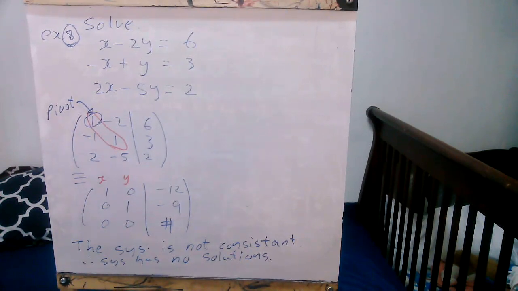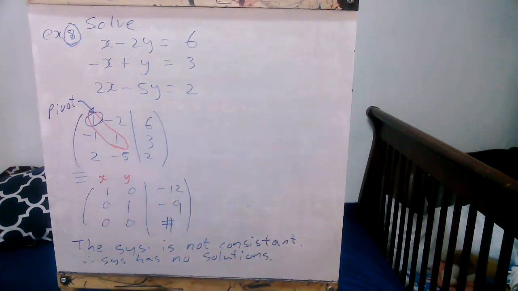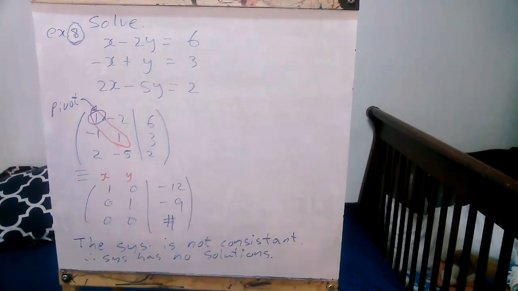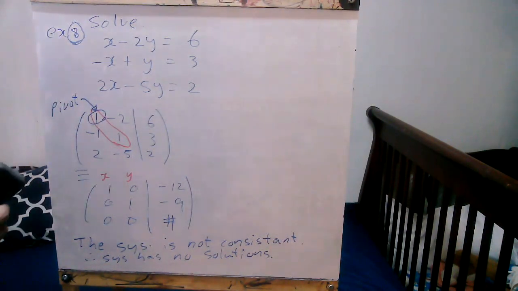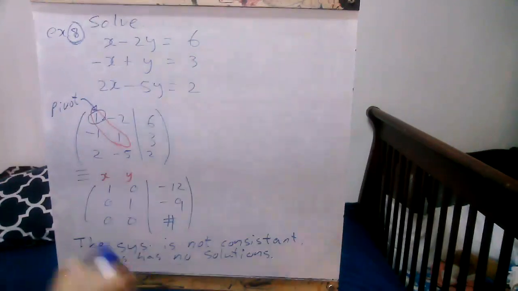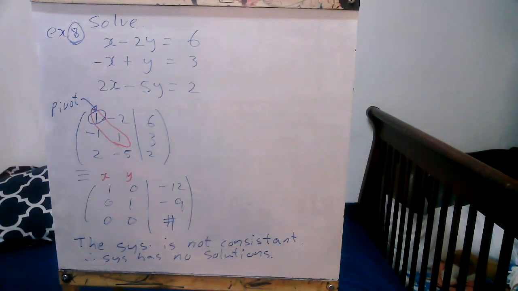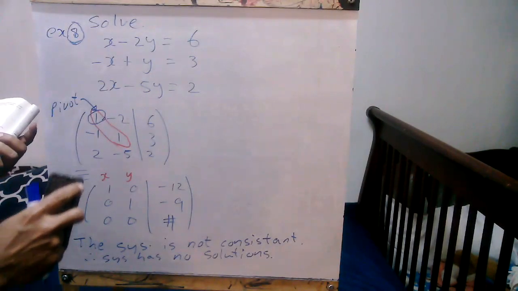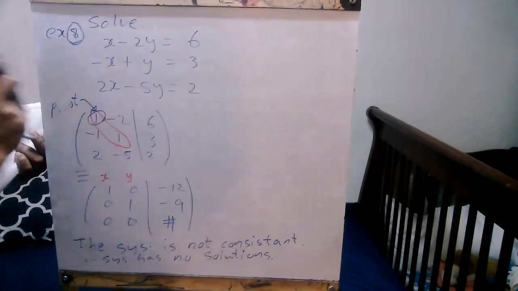Okay, let's see what else. Now, okay, that's all about Appendix 4. But I would like to tell you something. When we are reducing this matrix to reduced row echelon form, I'll give you an example. I'm gonna erase this.